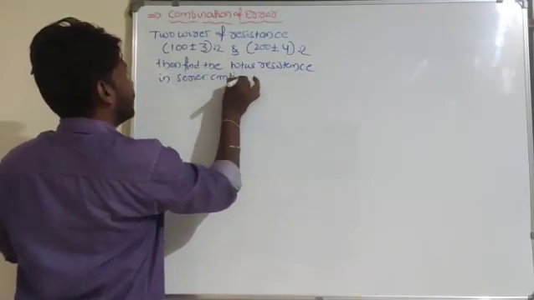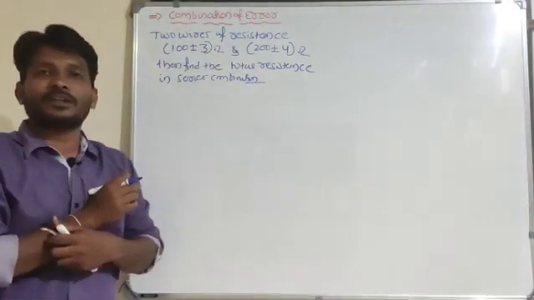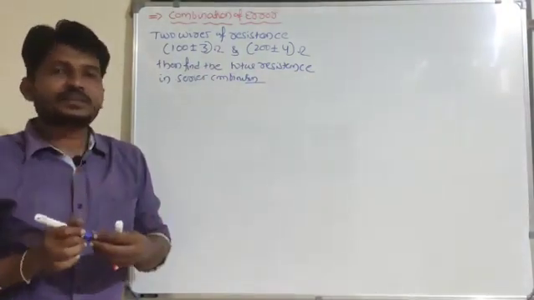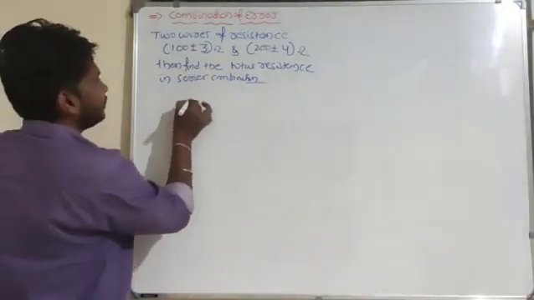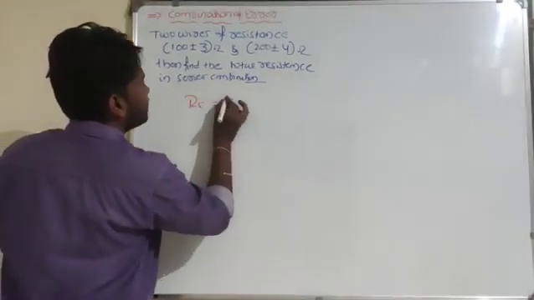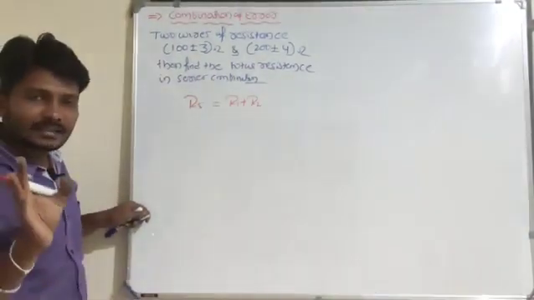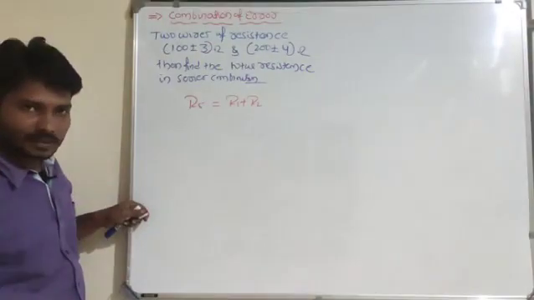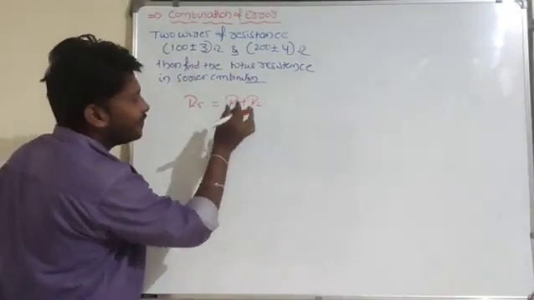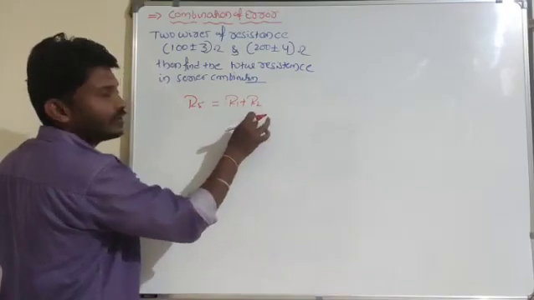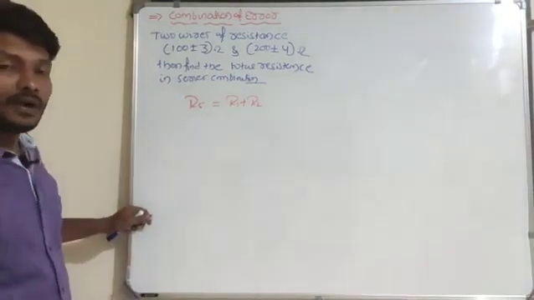Series combination. I hope you got the basic information about resistances connected in series combination. It's in the SSLC syllabus. So R_s is equal to R1 plus R2, an example of Z equal to X plus Y. Now look here: R plus or minus delta R is equal to R1 plus or minus delta R1 plus R2 plus or minus delta R2.